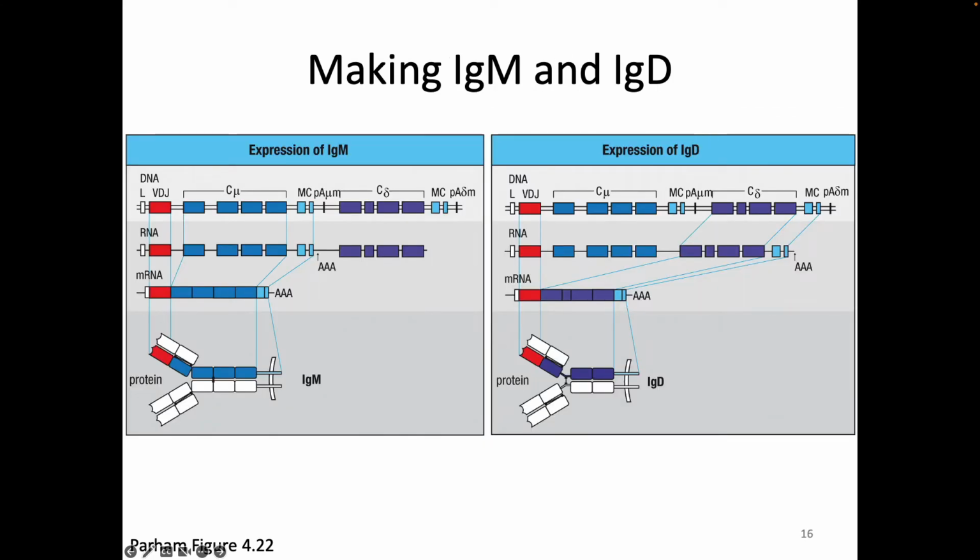So we get this RNA made where we have the VDJ join, the M and D constant region information, and the cell can actually splice to make either an IgM transcript or an IgD transcript from that same DNA. Because this is an event with RNA splicing, it's reversible. And so the cell is going to start making IgM and IgD.